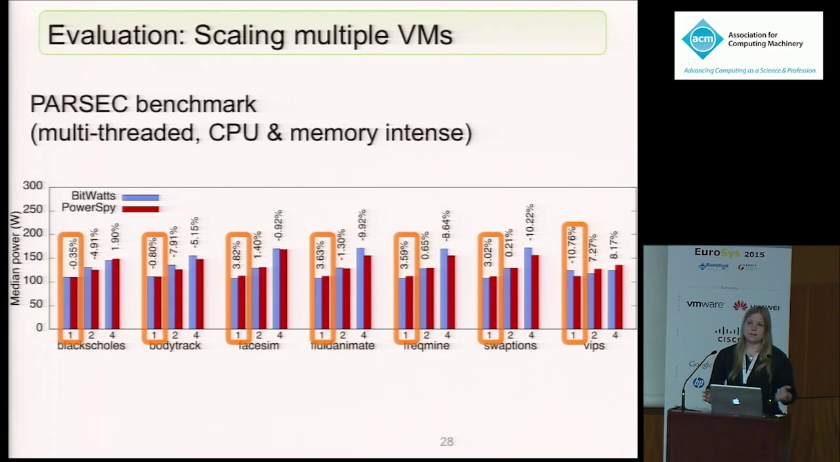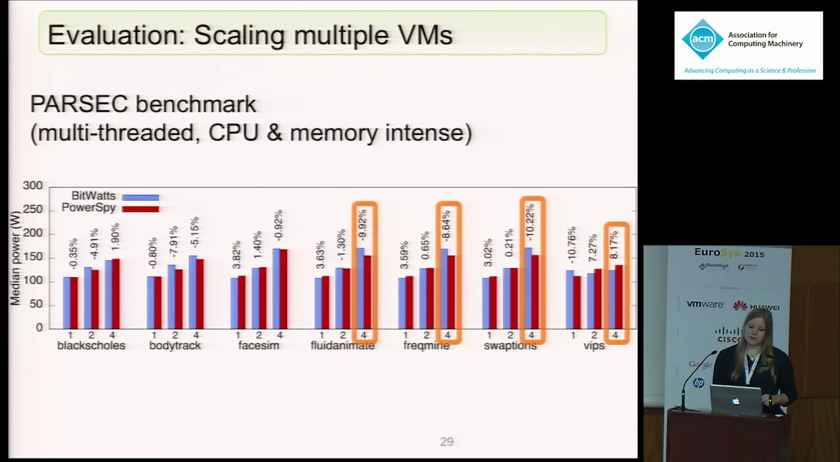First of all, let's look at a very simple case where we have only one virtual machine containing one of the Parsec benchmarks running on the host. Here we realize that the accuracy that we found, whether the benchmark is running in the virtual machine or on the host, is the same. So our accuracy is not impacted by the fact that the workload is running in a virtual machine compared to running on the host.